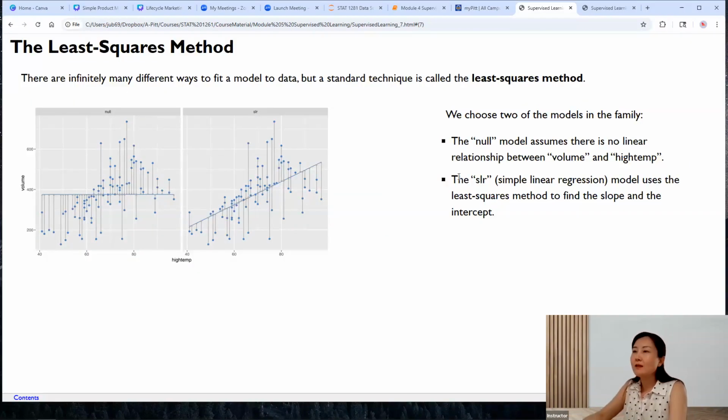Before we see how to find the optimal model, let's compare two extreme cases, the worst model and the best model. The worst model is called a null model, which means we assume that there is no linear relationship between x and y. Right? So no linear relationship between volume and high temperature. In this case, the model will be somehow like this.